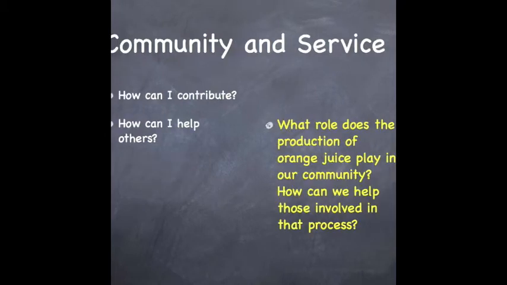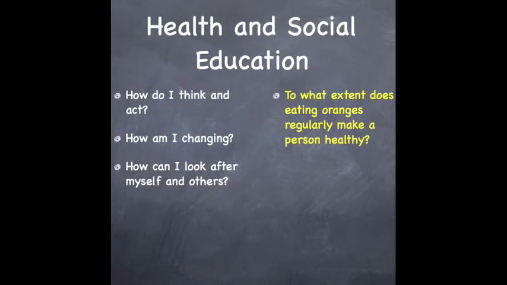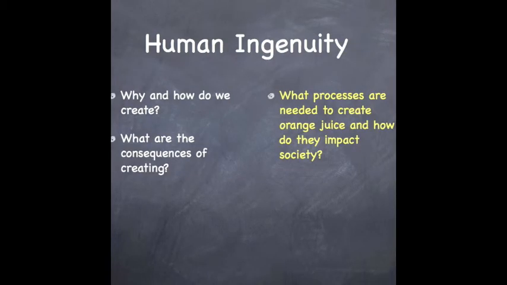Community and service focuses on the student's relationship with others. Learning expectations include community awareness and understanding, reflection, and involvement through service. Health and social education encompasses a range of issues and how they influence the development of the individual. Students will learn both social and health issues.